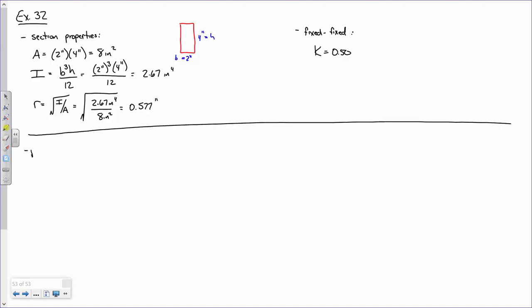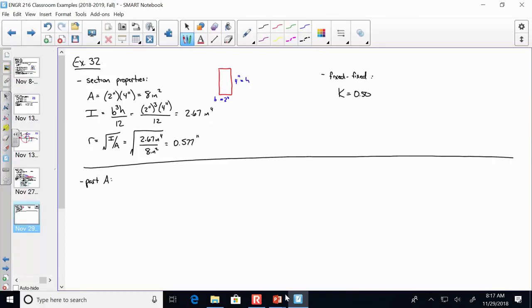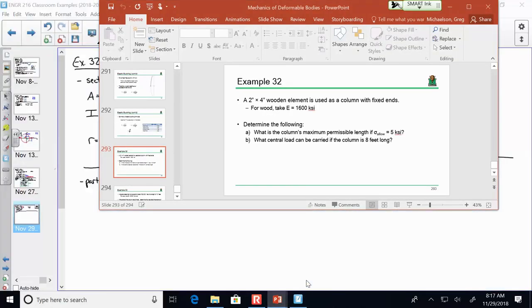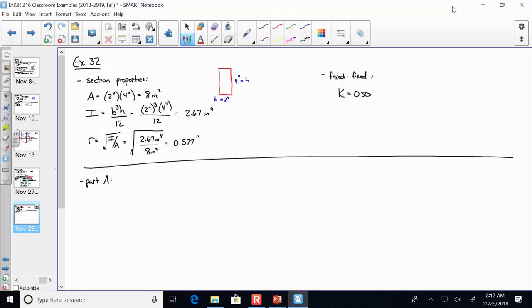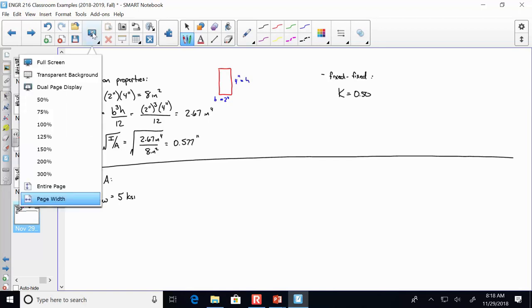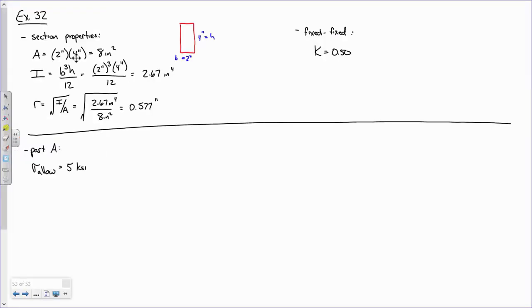So, part A. What is the column's maximum permissible length if the allowable stress is 5 KSI? Let's see what happens. Allowable stress is 5 KSI. We're going to do some figuring because I just want to see what happens.